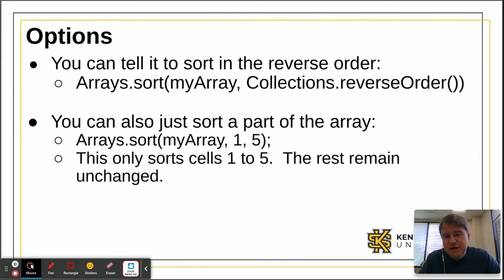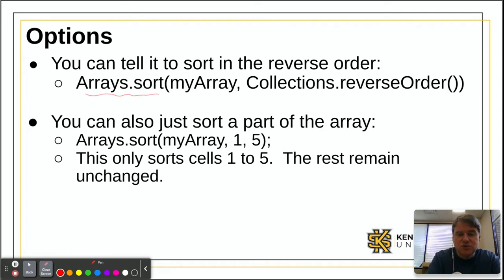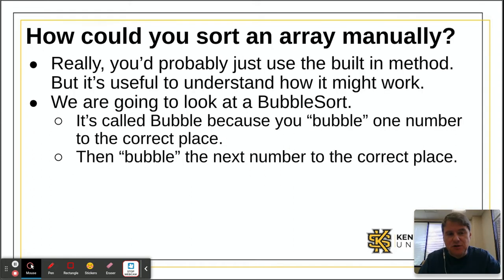So before we move on, let's talk about the other options you can pass into the sort method. You can say Arrays.sort(myArray) and then pass it something called Collections.reverseOrder(). If you're going to do Collections.reverseOrder(), you have to import java.util.Collections in addition to java.util.Arrays. You can also sort just a part of the array. For example, you can say, I wish to sort just cells 1 through 5, and this will only sort the values in 1 through 5 and leave everything else where it is. Sometimes that's useful if you just have a part of the array that you need sorted. So there are options that you can pass in there.